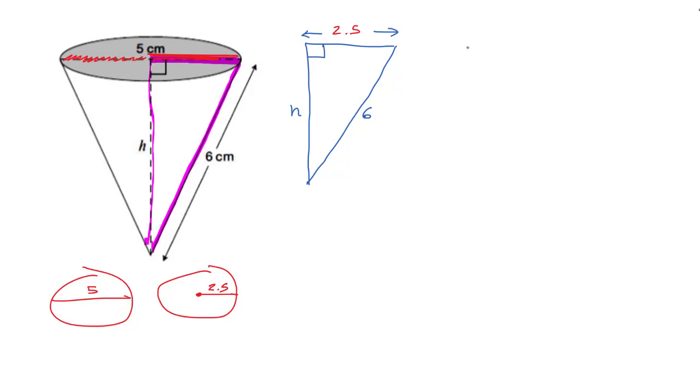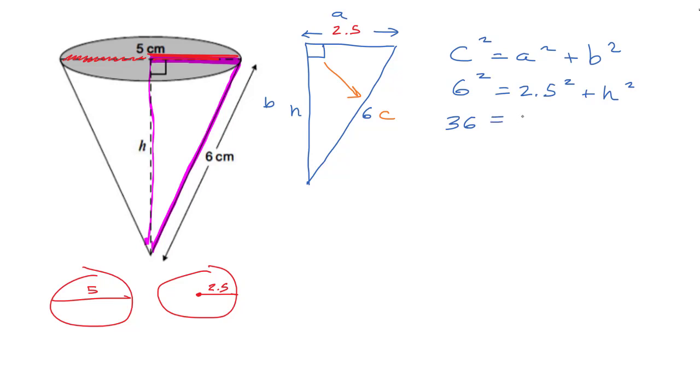Let's write out our formula. c squared equals a squared plus b squared. Now, the most important thing is which side is the c. The c is across from the 90-degree angle, so c is going to be 6, right? So I'm going to make this 6 squared. Now, the other two can be a and b. It really doesn't matter who's a, who's b. So I'm going to go 2.5 squared plus h squared, right? And away we go. So let's do this. 6 squared is 36. 2.5 squared is going to be 6.25 plus h squared.